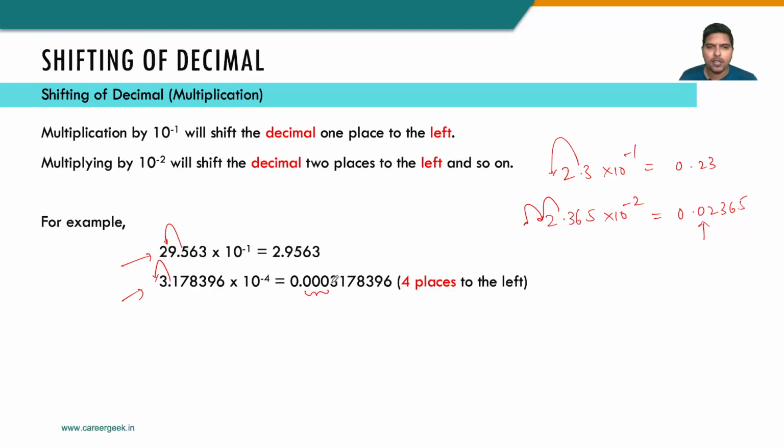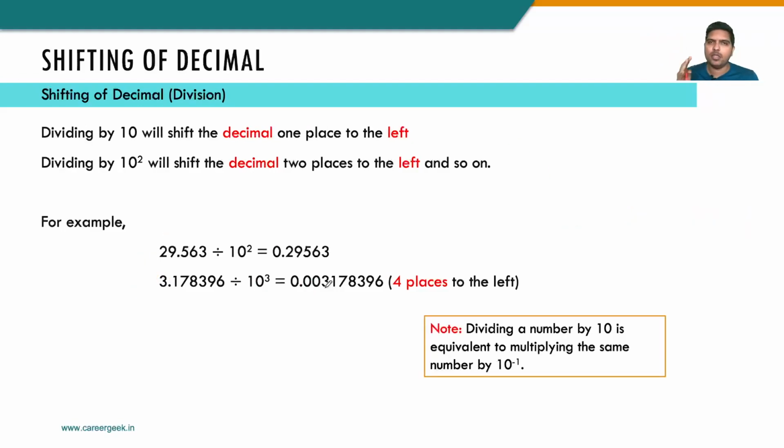Okay, hope this is clear. 1, 2, 3 and 4. So multiplying by 10 power positive numbers, multiplying by 10 power negative numbers, negative integers. Okay. So this is about multiplication and how the decimals will shift. Now we'll come to the division.